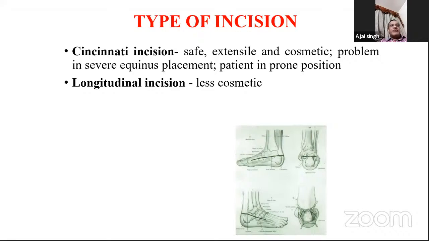We have 2 types of incision for posteromedial soft tissue release. That is the Cincinnati incision. It is safe, extensile, and cosmetic. But the problem is that in severe equinus, the placement of the incision is very, very difficult, and we have to place the patient in the prone position. A longitudinal incision is also described, but it is not very cosmetic, and the chances of skin flap necrosis are higher with this longitudinal incision. Next, please.